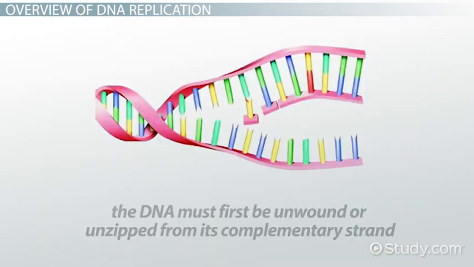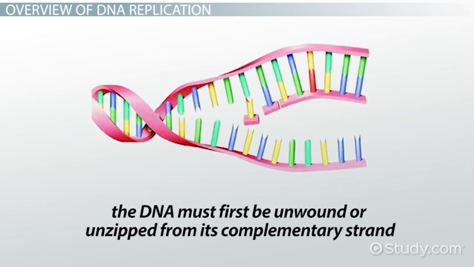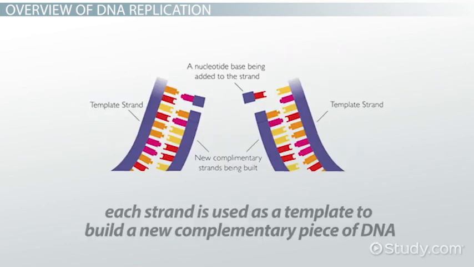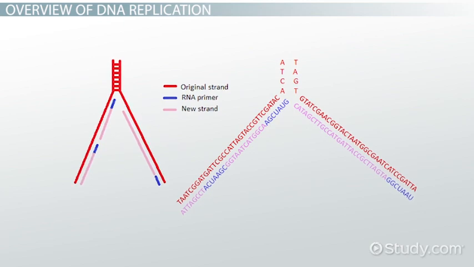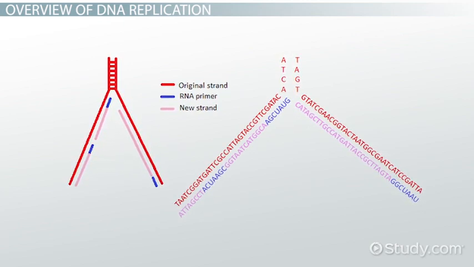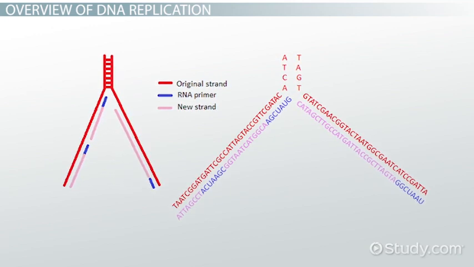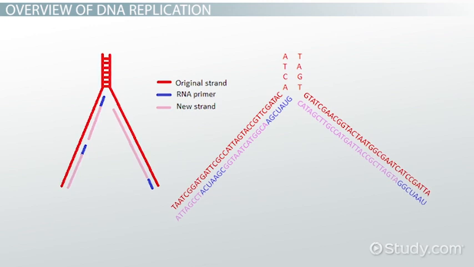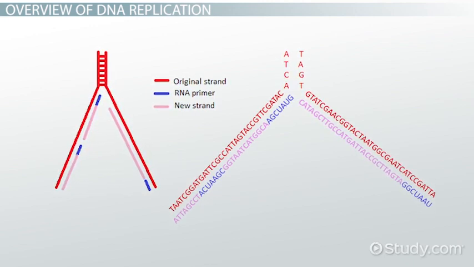During this process, the DNA must first be unwound or unzipped from its complementary strand. Then, each strand is used as a template to build a new complementary piece of DNA. In the figure seen here, the red strands of DNA represent the original pieces of DNA, and the pink strands signify the new complementary pieces of DNA that are built during replication. At the end of replication, each set of DNA consists of one original strand and one new strand.